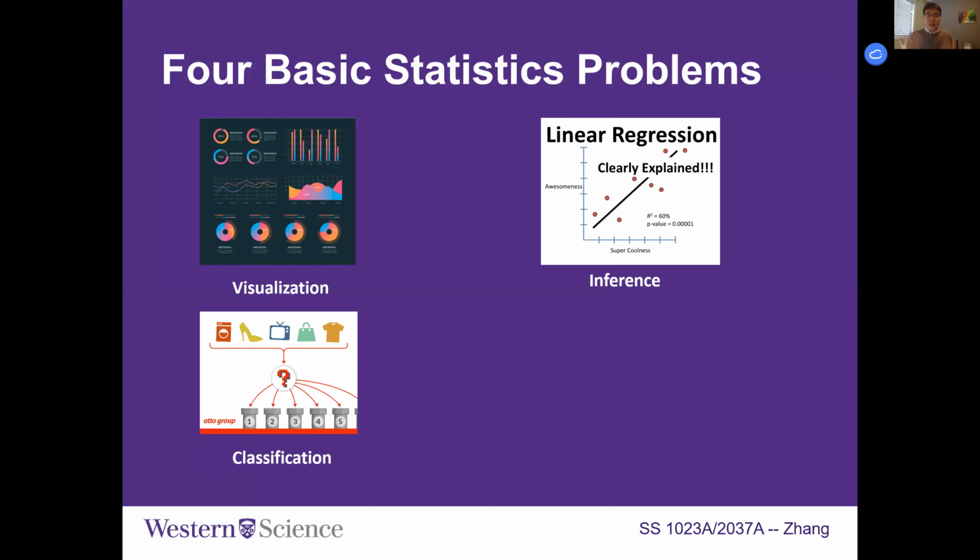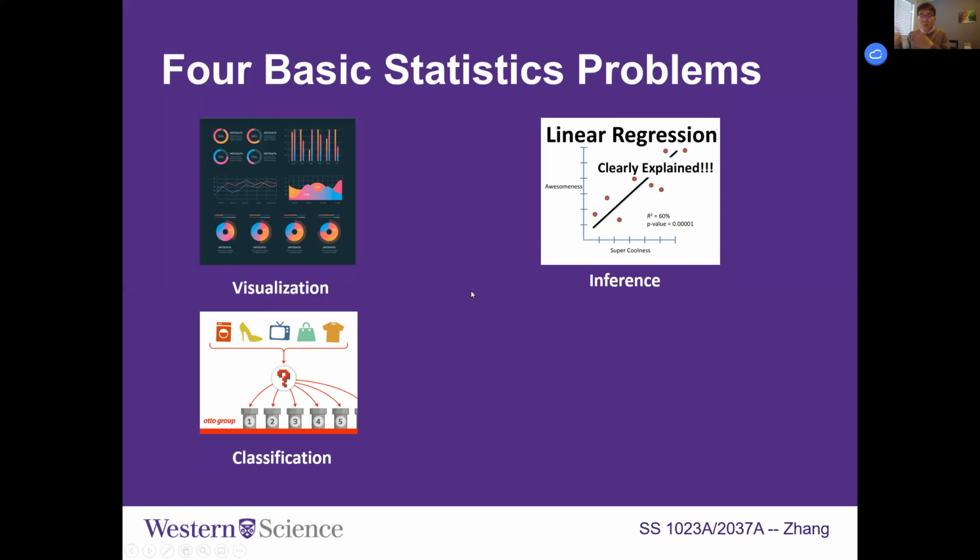So basically classification is trying to use the data to summarize our object. And then based on those characteristics, we're trying to categorize them into different subcategories.